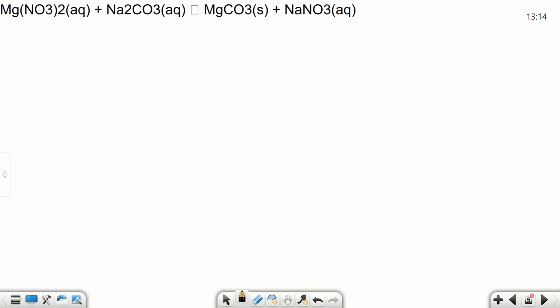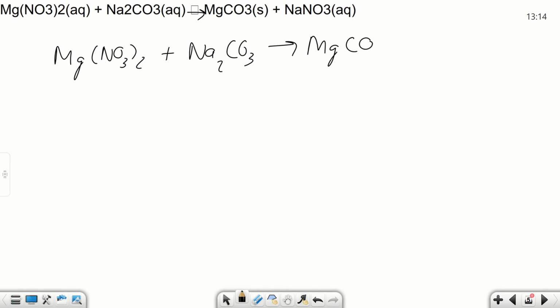This one is not balanced, so I'll rewrite it. I have Mg(NO3)2 plus Na2CO3 produces MgCO3 plus NaNO3. There you go. This one's not balanced, so I would balance it first. 1 Mg, 1 Mg, 2 NO3. I need 2 NO3s, 2 Nas. Now I have 2 Nas, 1 CO3, 1 CO3.